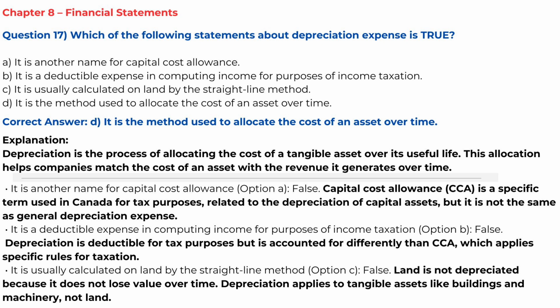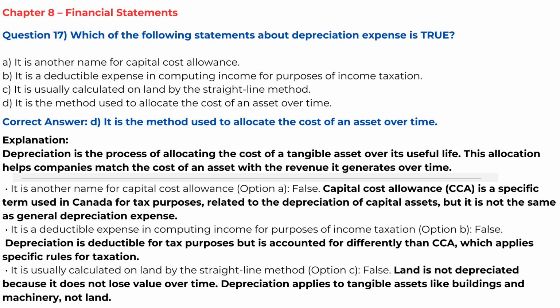It is another name for capital cost allowance. Option A, false. Capital cost allowance, CCA, is a specific term used in Canada for tax purposes related to the depreciation of capital assets, but it is not the same as general depreciation expense. It is a deductible expense in computing income for purposes of income taxation. Option B, false. Depreciation is deductible for tax purposes but is accounted for differently than CCA, which applies specific rules for taxation.